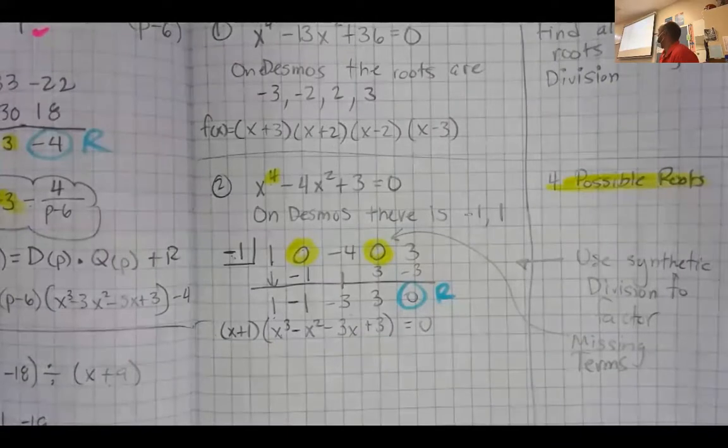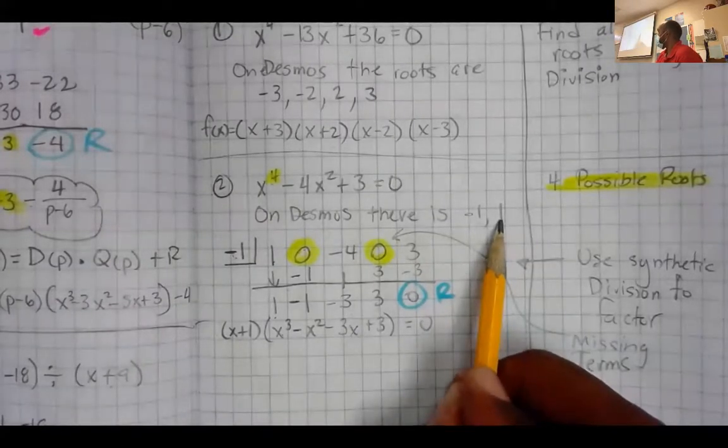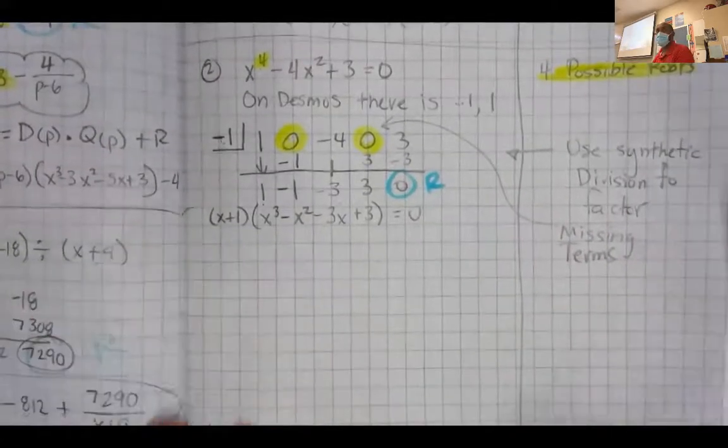Okay, but we want to keep factoring out this equation. So we already have one factor. Now we're going to use the other one. We already know another number. The positive 1 is also a factor. So then we're going to do it again.